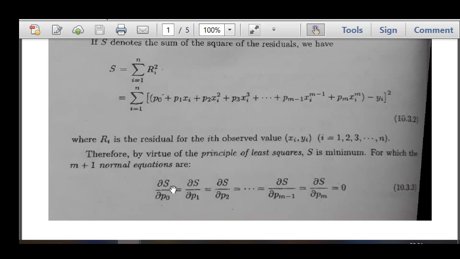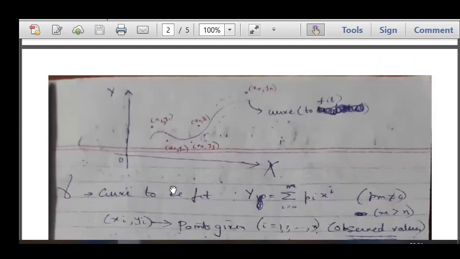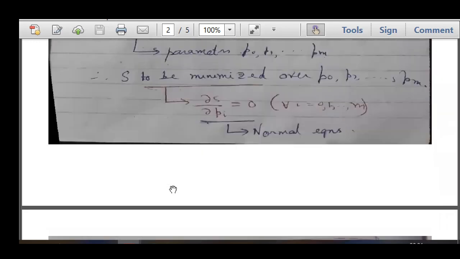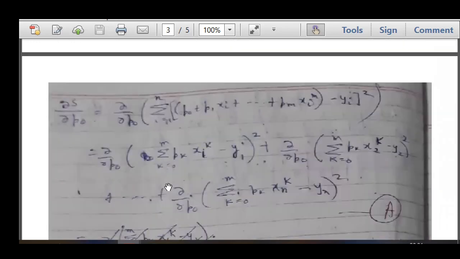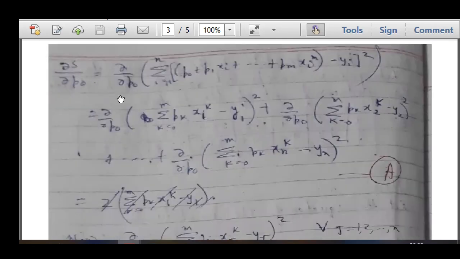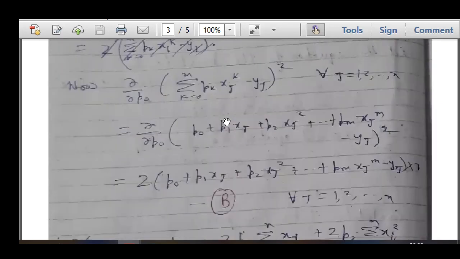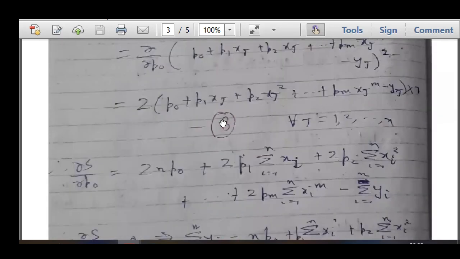Once you solve these equations, they will take these forms. For example, I just consider del S del P0. This is only for the calculation part. If you check it on your own, del S del P0 means you are differentiating partially with respect to P0 this capital S. You just follow these steps and you will get for del S del P0 this quantity.